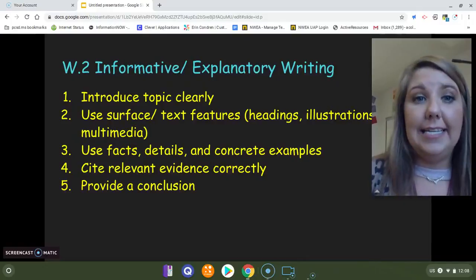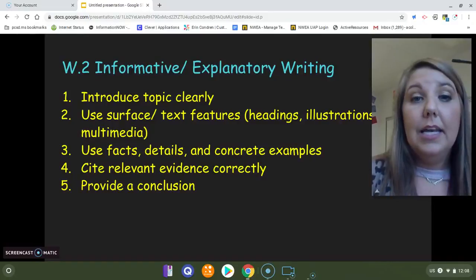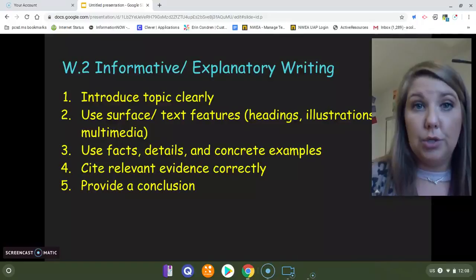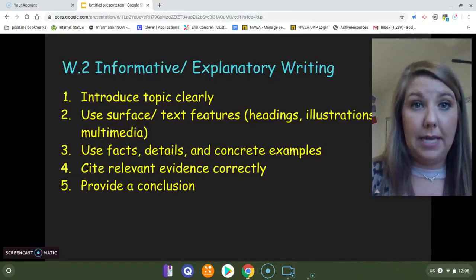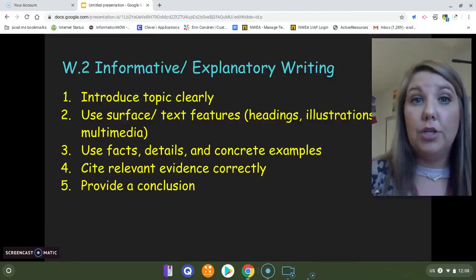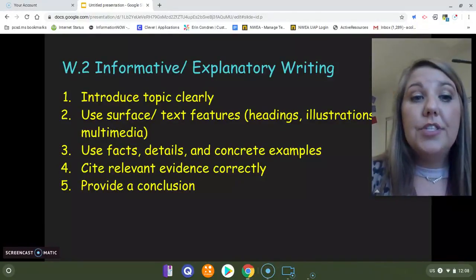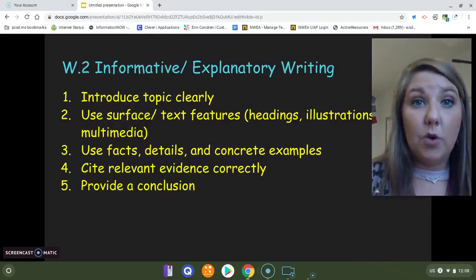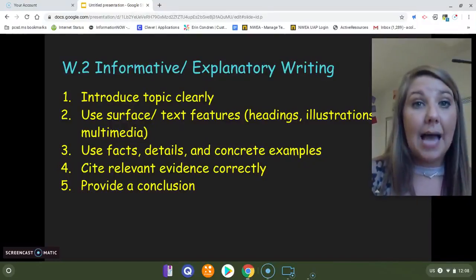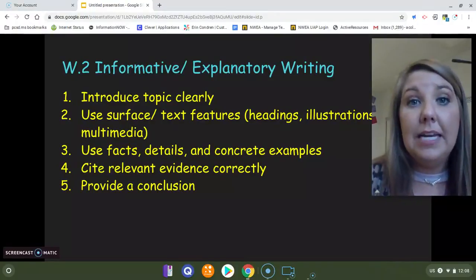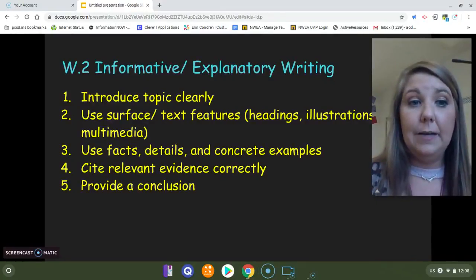The second writing standard is informative or explanatory writing. First, you want to introduce your topic clearly. What is the prompt asking you to do? Introduce whatever the topic may be with an introduction sentence. And remember, you can use the prompt to help you write your introduction. Use surface or text features in your informative writing, such as headings, captions, illustrations, bold print, definitions, multimedia, things that give extra information and extra facts in your writing.